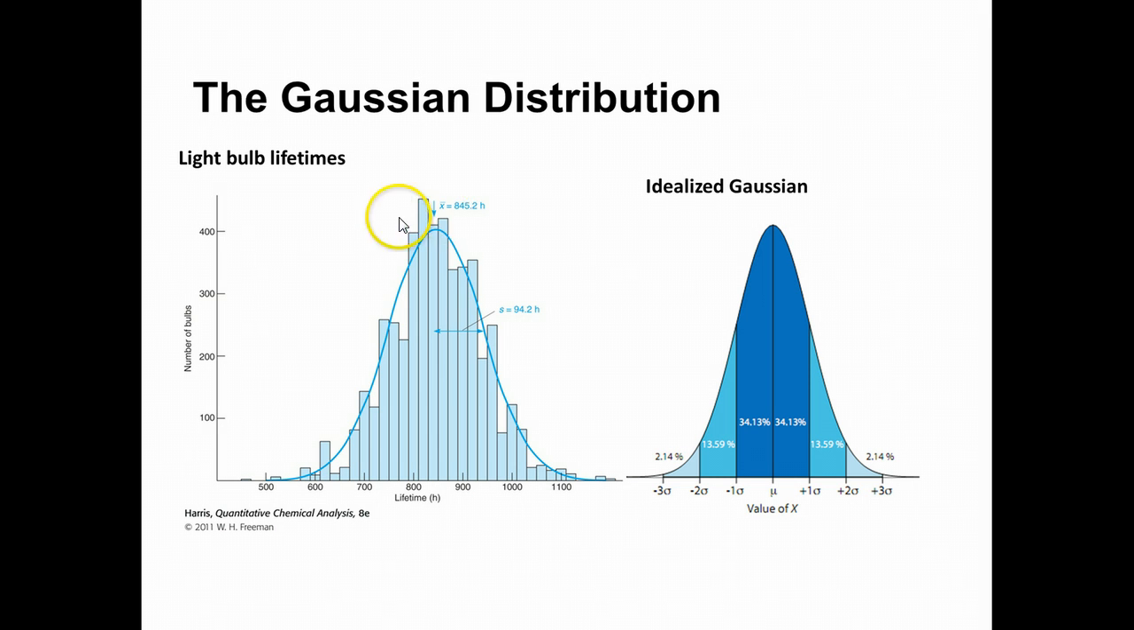So you'll know, in this case, the average light bulb will last 845 hours, but this standard deviation here, S, is 94.2 hours, and so by our Gaussian distribution here, we know that 68% of your light bulbs will be basically plus or minus 94 hours from this mean here. So hopefully that makes sense to you guys.